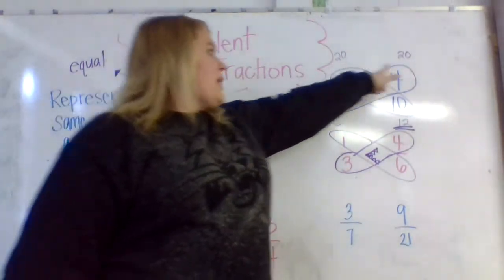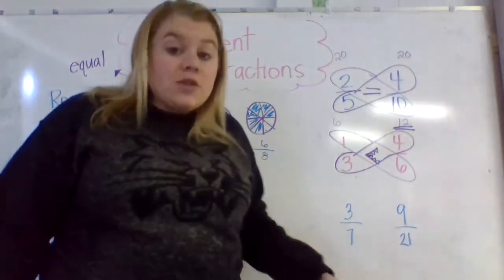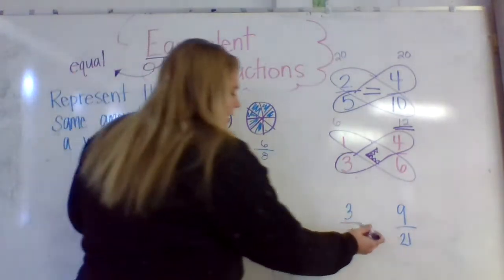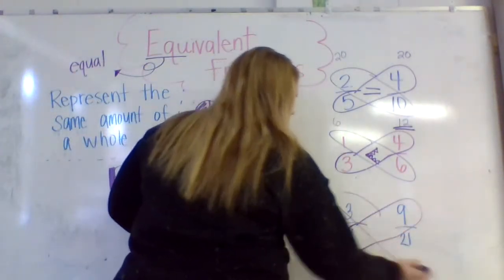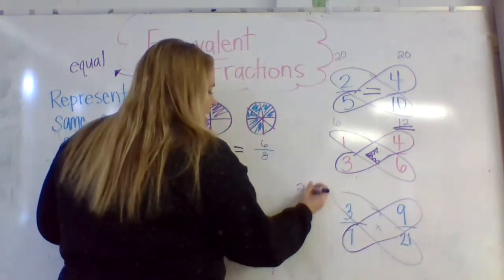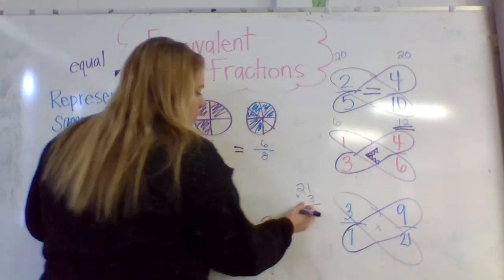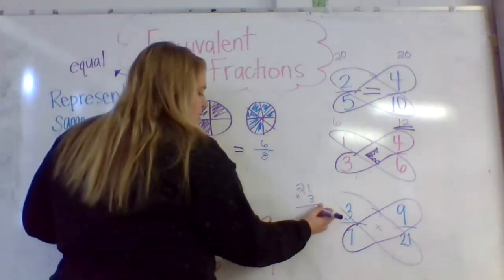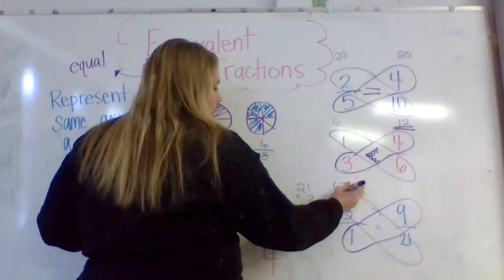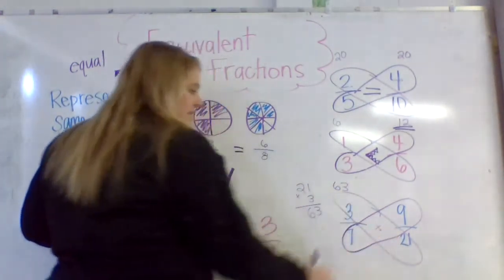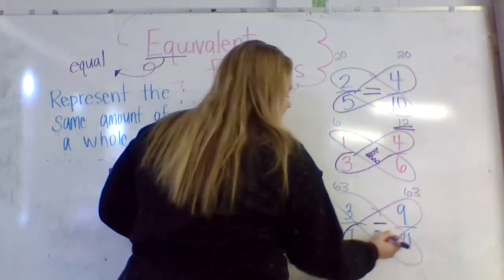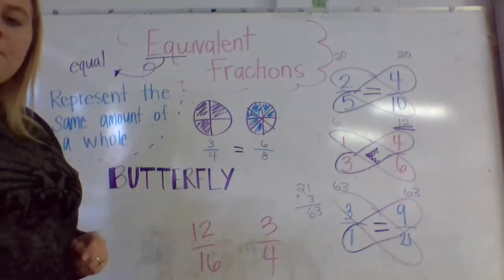So butterfly shows us 20 and 20. They're the same. That's equivalent. It also shows us if they're not equivalent. 6 and 12 are not the same. When I come down here, I'm going to draw my butterfly. So I have 3 times 21. Well, I don't know that right off the top of my head, so I'm going to write my multiplication out. 3 times 1 is 3. 3 times 2 is 6. So 21 times 3 is 63. On this side, I have 9 times 7, which I know is 63. I have 63 and 63. They're the same number, so those fractions are equivalent.